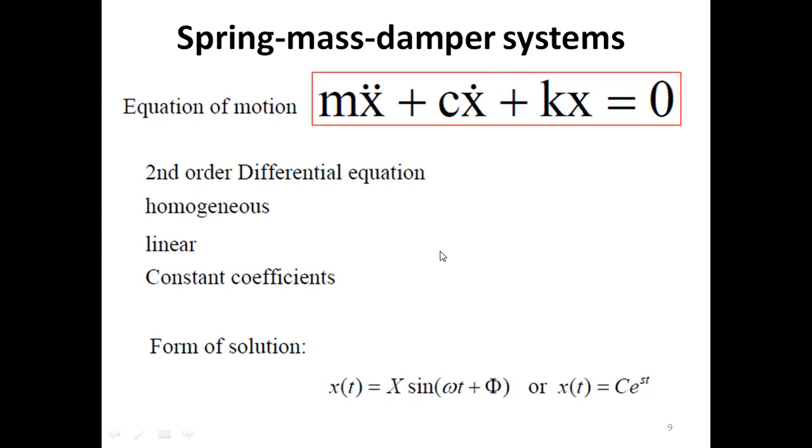The solution of this equation is actually the response of the system, and the response of the system x of t could be modeled as X sine(omega t plus phi), where X is the amplitude, omega is the frequency and phi is the phase. Similarly, in complex plane, we could write the equation for the response as x of t is equal to C exponential st.